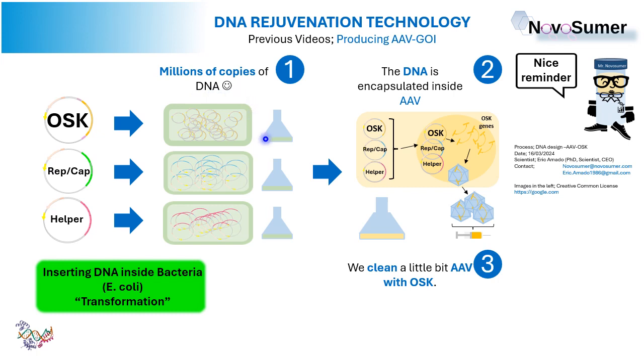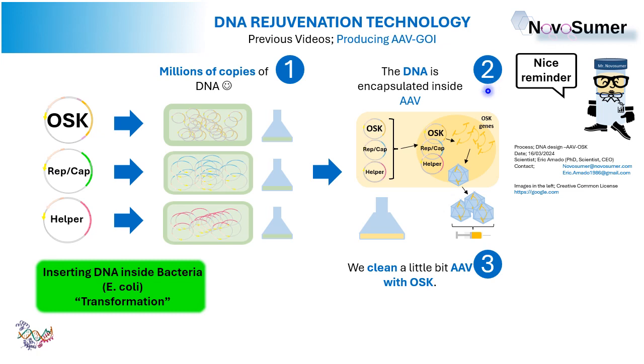And what happens next? Once we have lots of copies, we can continue to the second step, encapsulating the DNA inside EV particles. Do you remember EV? EV is the name of the innocuous virus, the inoffensive virus that encapsulates the DNA. It has been modified to help us. Well, let's continue. Are you here with me? Are you here in the second step?